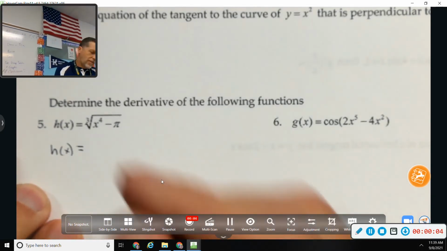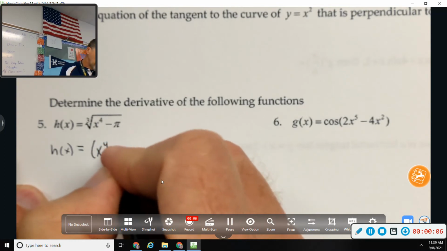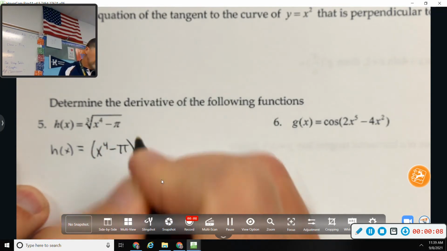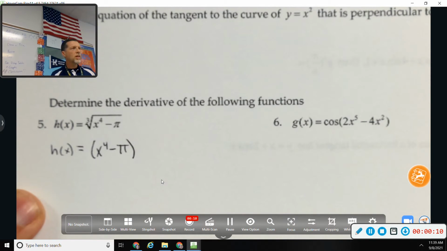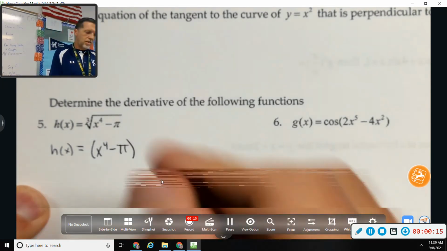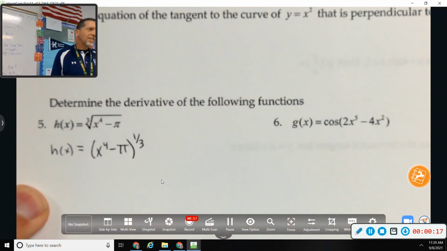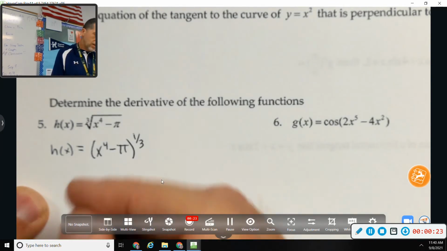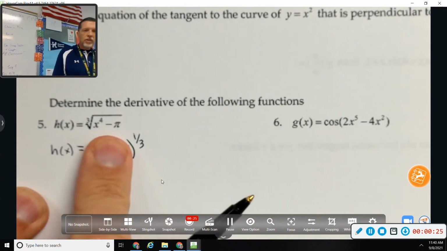So number 5. I'm going to rewrite that. x to the 4th minus pi to the, what power would that be? Negative 1/3? It should be 1/3, not negative. Where do the negative powers come in? If it's on the bottom. It's on the bottom. So I have something to the 1/3, so that's power rule.